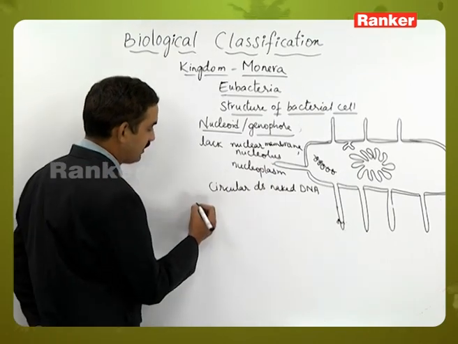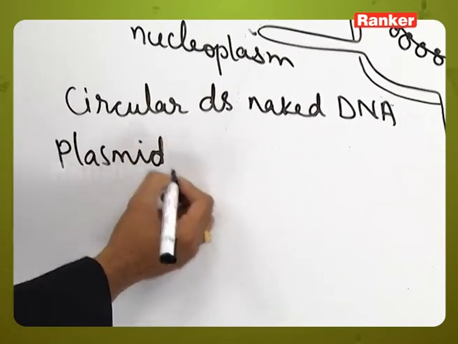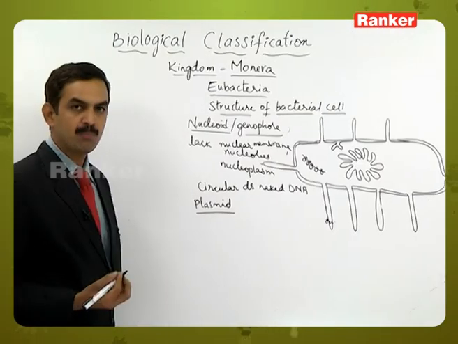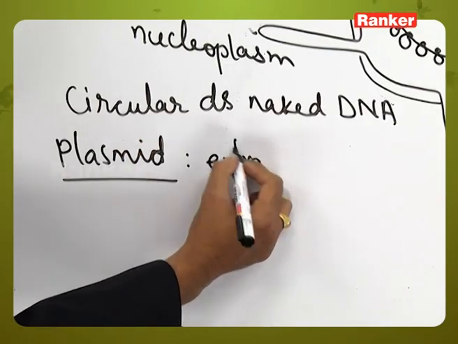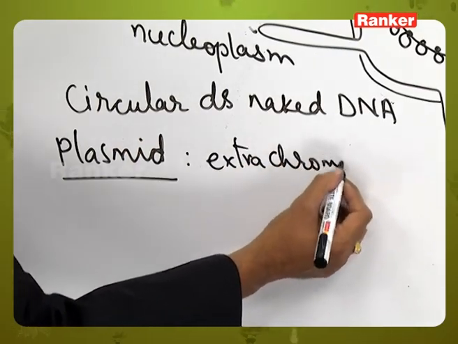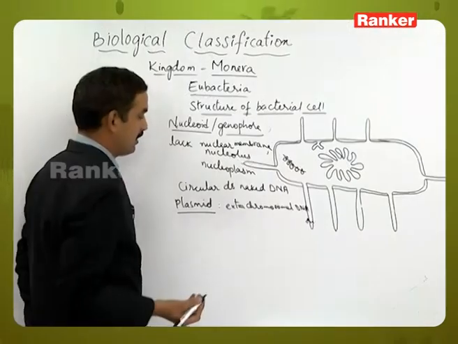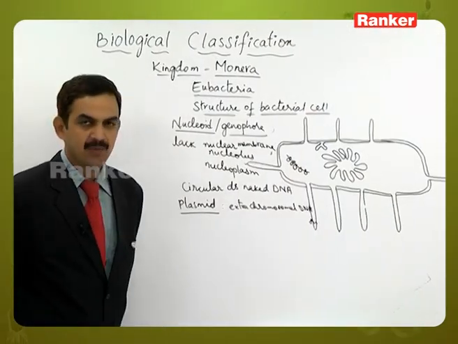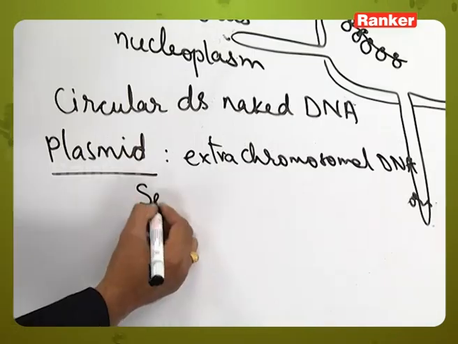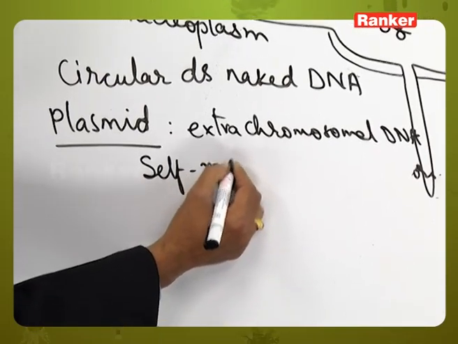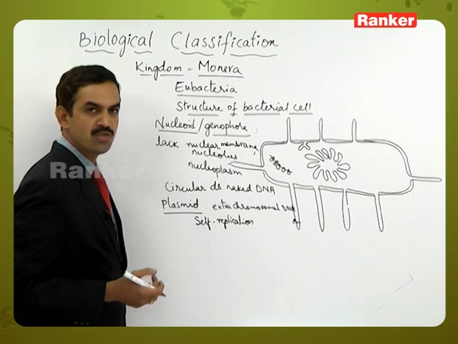And apart from this, there is one more structure present in the cytoplasm, that is called a plasmid. The plasmid is the extra chromosomal DNA. This extra chromosomal DNA is present in the cytoplasm and it can replicate by itself, that is, it is self-replicating. It is independent of the replication of the DNA present in the nucleoid.